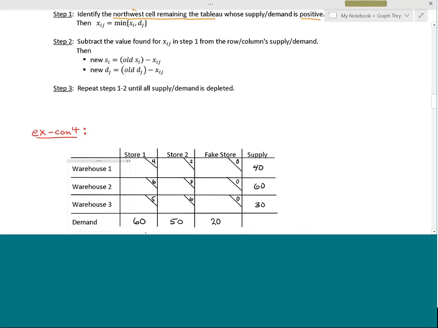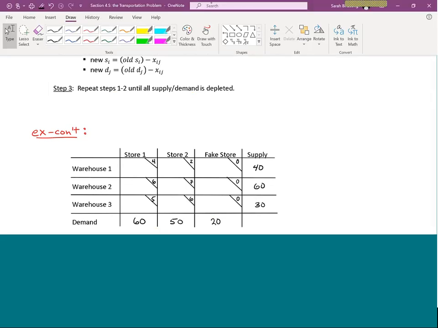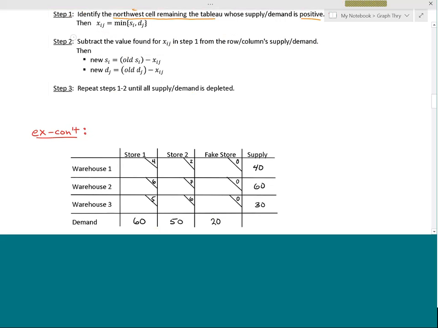So I just copied down where we were currently at with our Tableau, and let me actually go ahead and do a slightly different color here. Go with blue. So here, in the very initial Tableau, we have no values whatsoever in any of the cells. You look north and west. Northwest is going to be here, warehouse 1 to store 1 cell. You then look at this demand for the store was 60. The supply for the warehouse was 40. You take the smaller of the two values because you can't in any cell exceed these values. So we'll write down a 40.